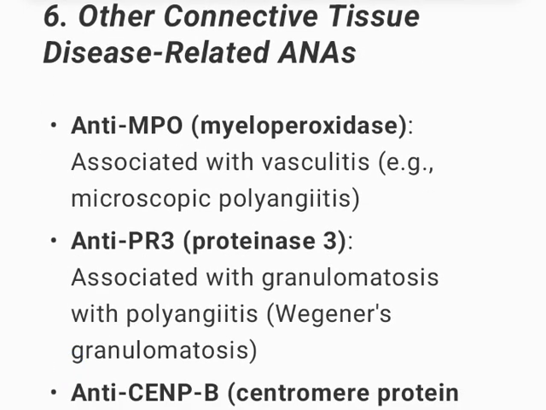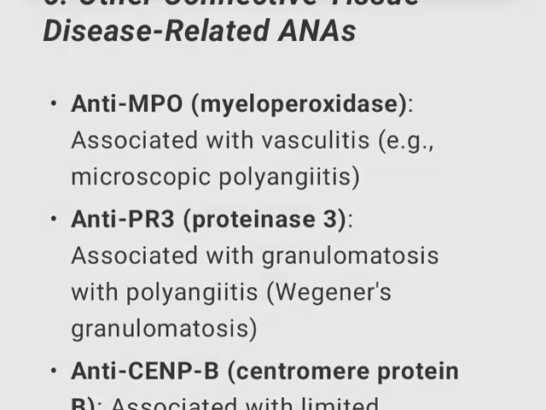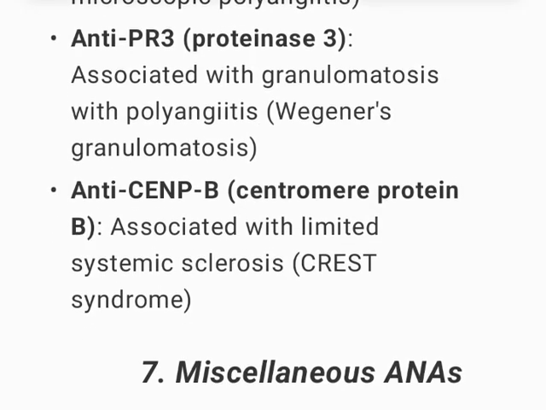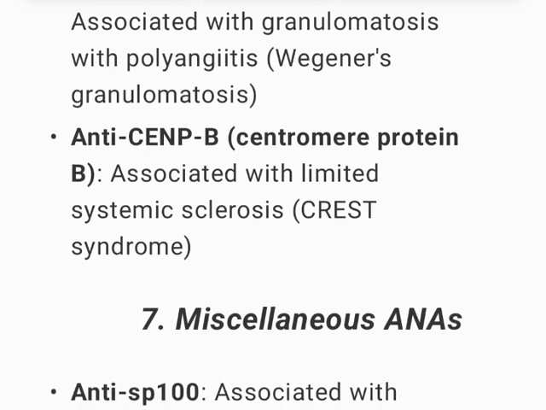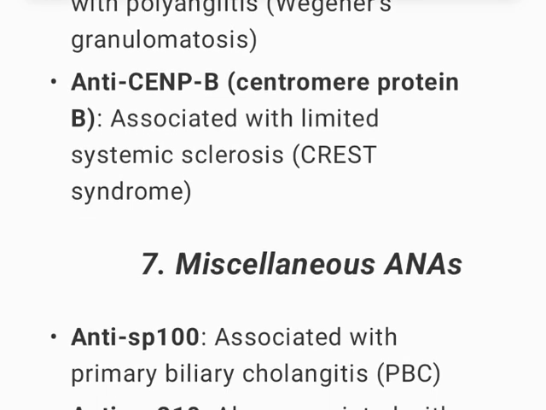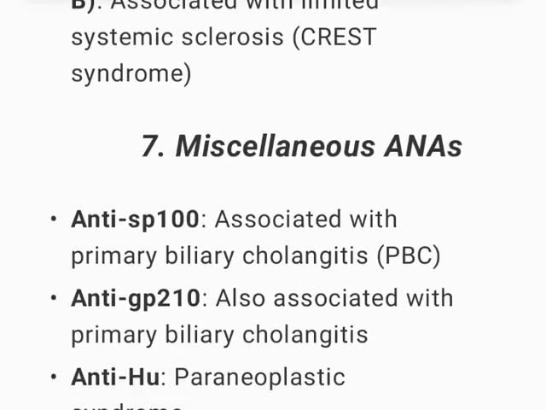6. Other connective tissue disease-related ANAs. Anti-MPO, myeloperoxidase, associated with vasculitis, e.g., microscopic polyangiitis. Anti-PR3, proteinase 3, associated with granulomatosis with polyangiitis, Wegener's granulomatosis. Anti-CENP-B, centromere protein B, associated with limited systemic sclerosis, CREST syndrome.